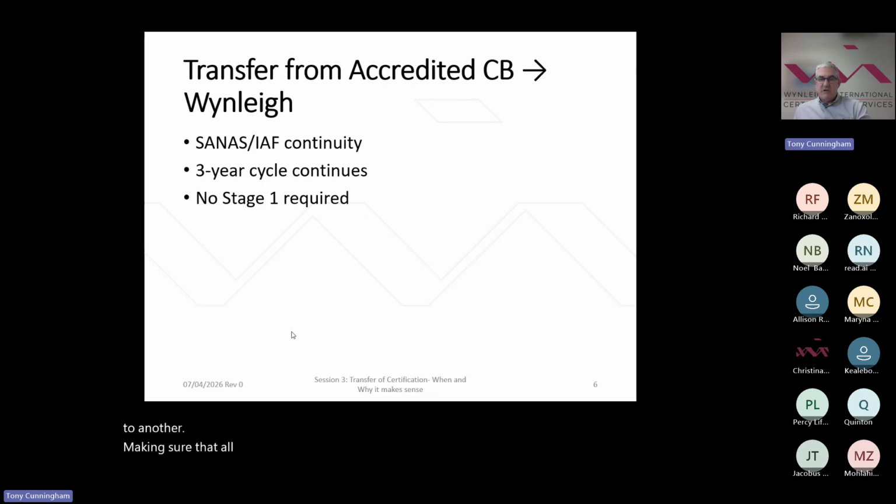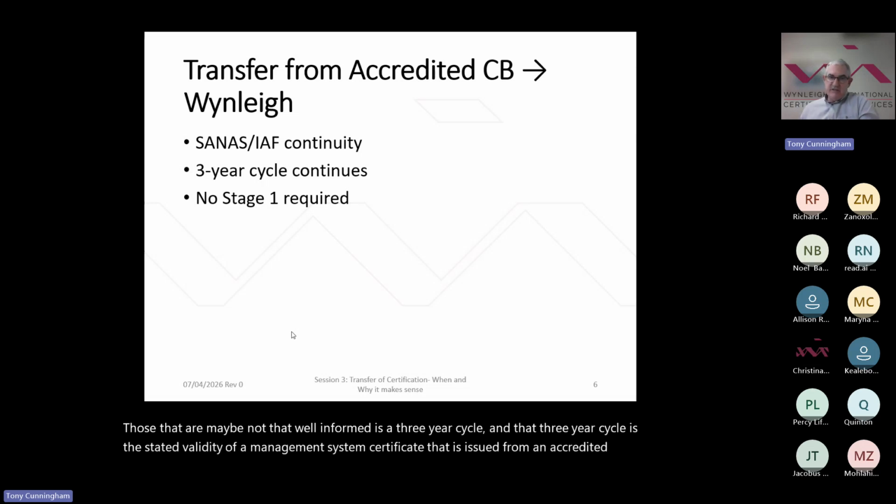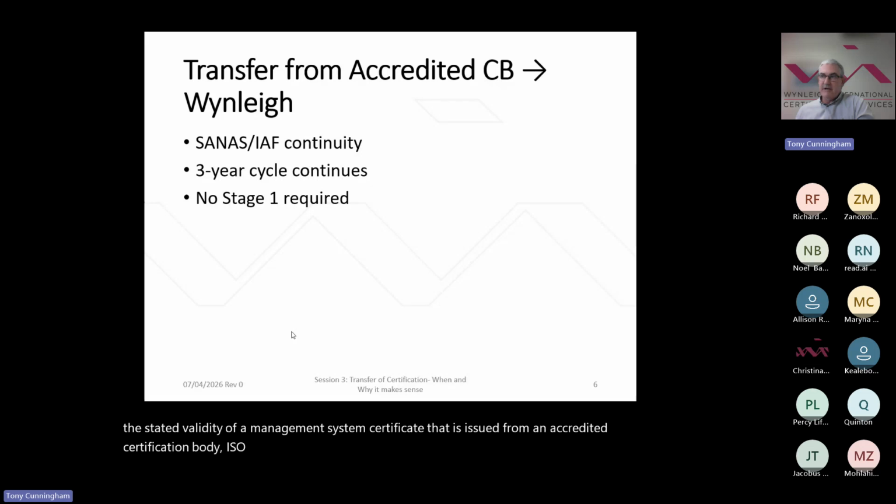Now, certification, for those that are maybe not that well informed, is a 3-year cycle, and that 3-year cycle is the stated validity of a management system certificate that is issued from an accredited certification body. ISO 17021 Part 1, which I spoke of earlier, requires that initial certification is a 2-part or 2-stage process, and that would be invoked for a new client coming on board to an accredited certification body.